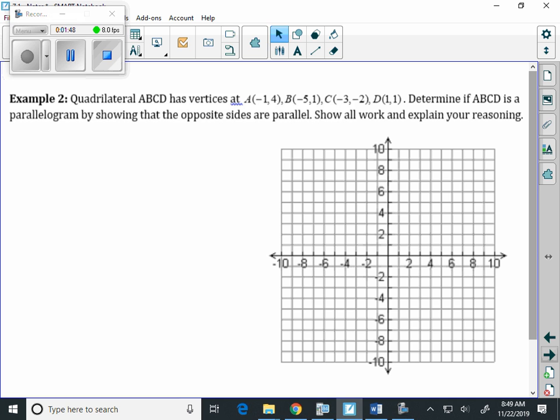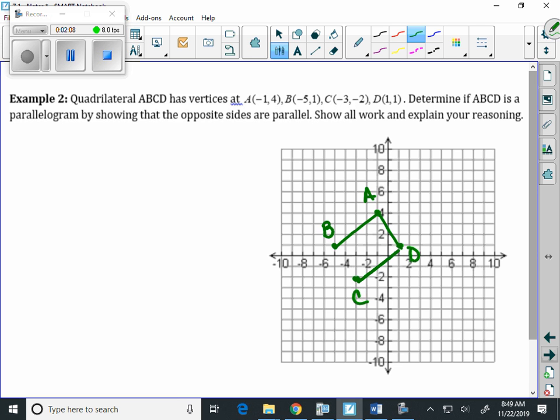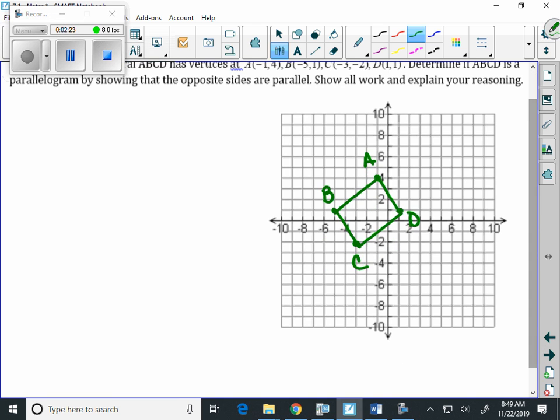So we'll draw our picture. -1, 4. There's A. -5, 1. Here's B. -3, -2. Here's C. And 1, 1. Here's D. And there's our picture. And again, what we need to show is that we've got two sets of parallel sides. We want to show that AB is parallel to CD.